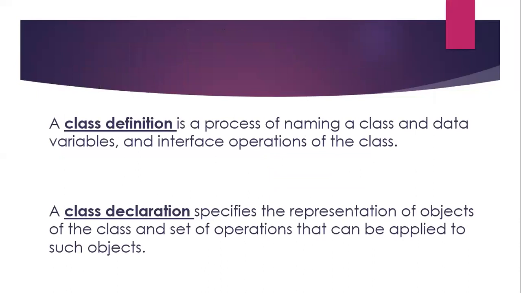This particular slide talks about the meaning of class definition and class declaration. A class definition is a process of naming a class and data variables and the interface operations of a particular class. A class declaration specifies the representation of objects of a class and a set of operations that can be applied to such particular objects.